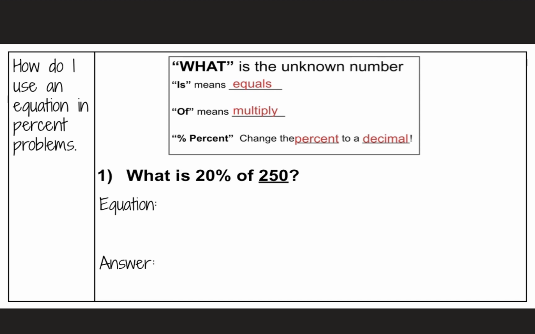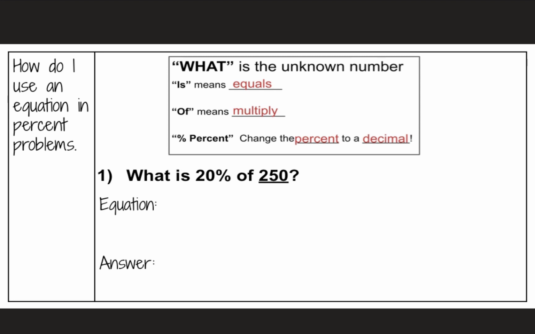Let's apply now everything we've kind of just put together. And it might seem a little mumble jumbled in your mind, and that's okay. It might seem like this is making it more challenging than it needs to be. No, it's just giving you another way to see a problem. So how do I use an equation in percent problems? We're going to use our keywords up here to help us create an equation.